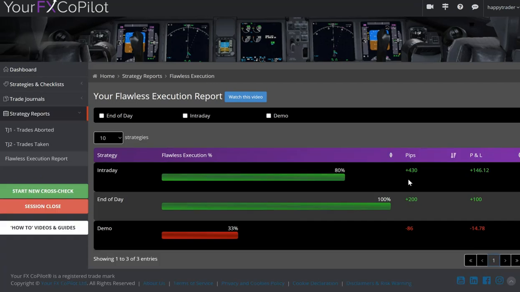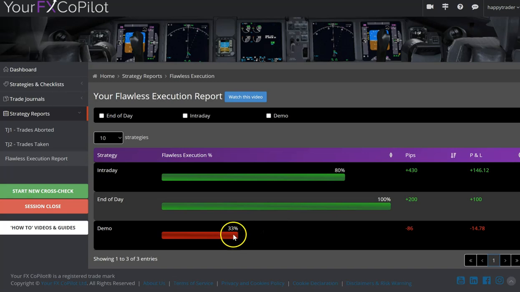Looking at the report itself, you can see that it shows your flawless execution percentage per strategy, alongside the P&L and number of pips made or lost per strategy. This allows you to observe any correlation between flawless execution or non-flawless execution and your trading results. It can help you figure out if you truly have a profitable trading edge and also highlight the effects of discipline or conversely lack of discipline on your trading results.